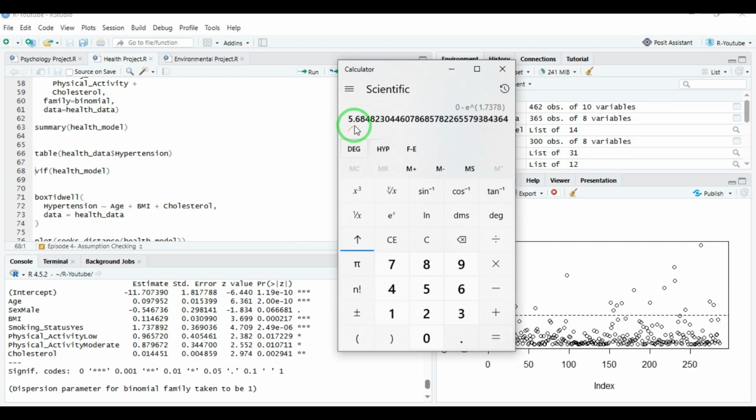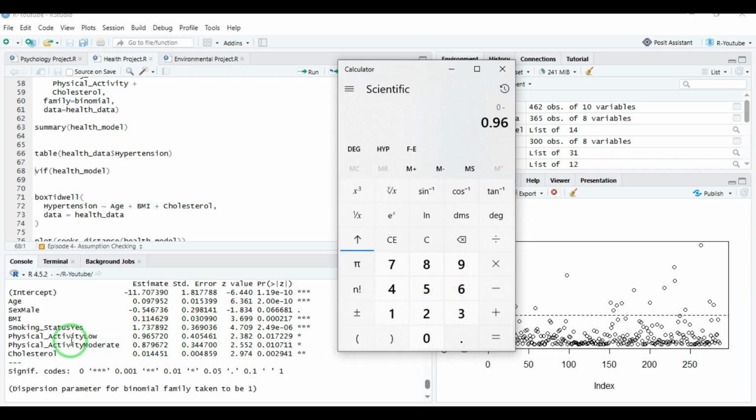It says that compared with non-smokers, smokers have approximately 5.7 times the odds of hypertension after, of course, adjusting for the other variables in the model. So this is a strong estimated association, and it is statistically significant. But remember, an odds ratio does not prove causation. We're only describing an association in this model, not causation, okay?